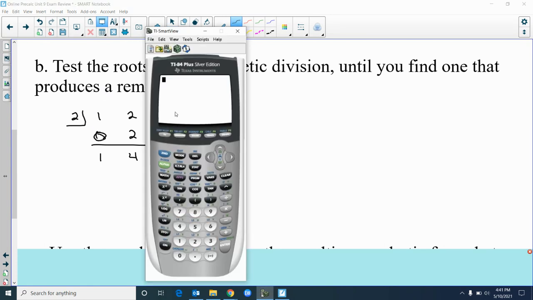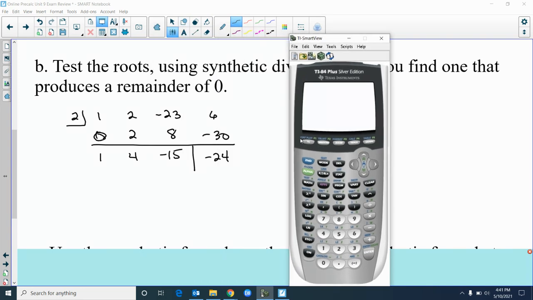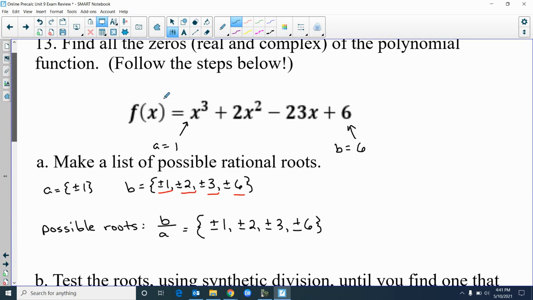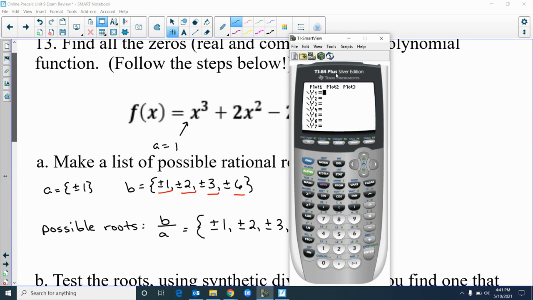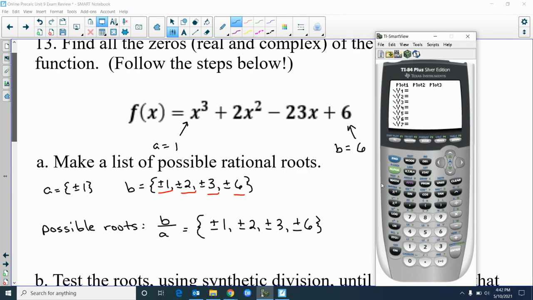Now, you could keep guessing until you get a 0. But since you are allowed to use the graphing calculator, what I would recommend you to do is plug in this equation and see where it hits the x-axis. So we're going to plug in x to the third plus 2x squared minus 23x plus 6. And I'm going to hit graph.